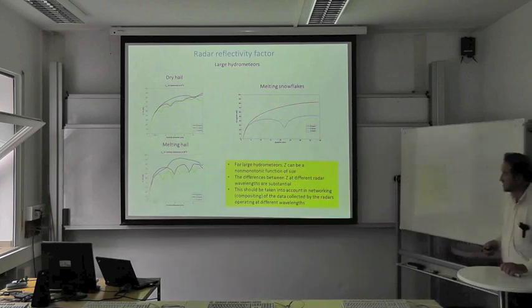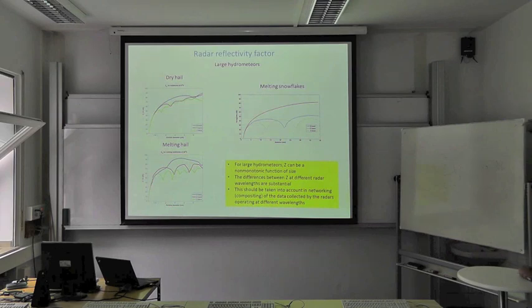So far we looked at relatively small sizes, raindrops or snowflakes or small graupel, say up to 8 millimeters. Then these slides illustrate how complicated the dependencies of normalized radar reflectivity become for larger sizes. You see a lot of non-monotonicity here, the curves are really non-monotonic, especially for dry hail and melting hail. Another important thing is that we start seeing a lot of differences for different wavelengths.